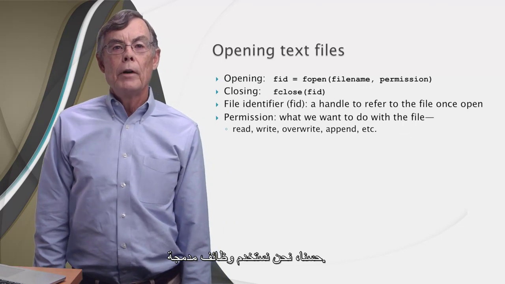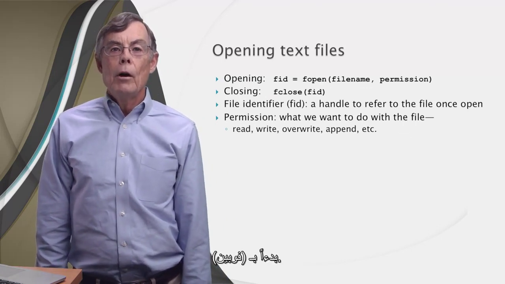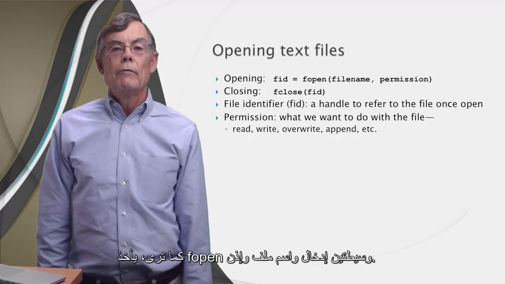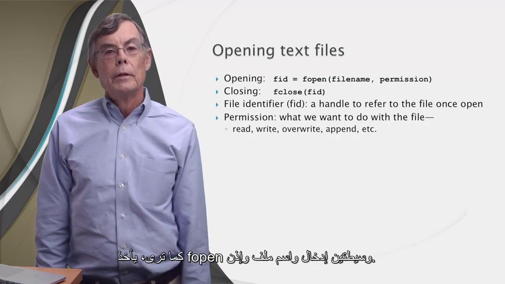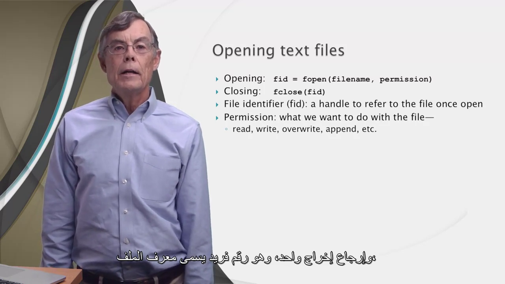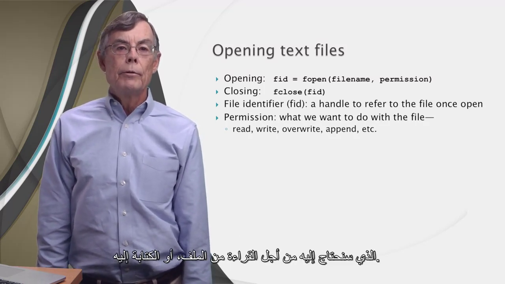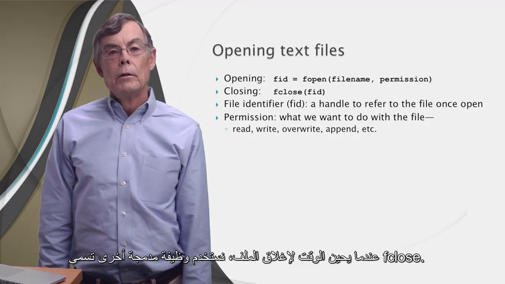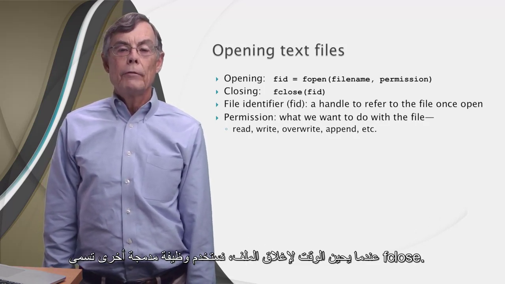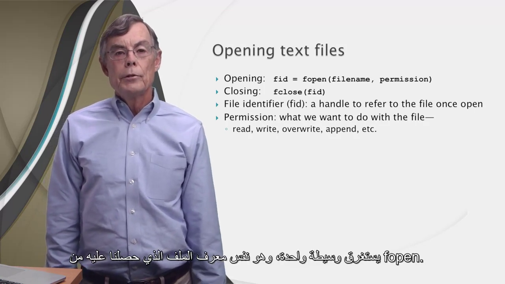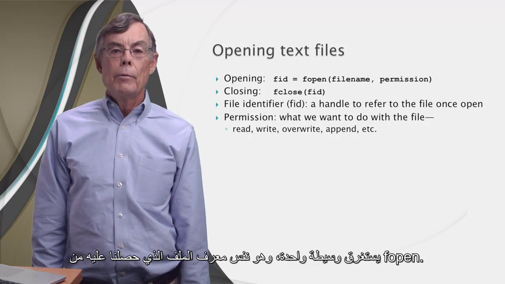Well, we use built-in functions, starting with fopen. As you can see, fopen takes two input arguments, a file name and a permission, and it returns one output, a unique number called a file identifier that we'll need in order to read from the file or write to it. When it's time to close the file, we'll use another built-in function called fclose. It takes one argument, which is the same file identifier that we got from fopen.